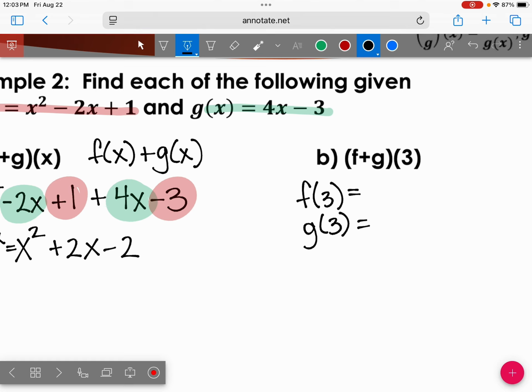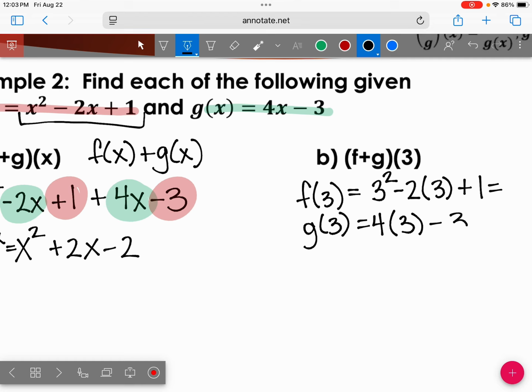So I'm going to take 3 and substitute it here, which would be 3 squared minus 2 times 3 plus 1. Go ahead and see what you get. And then I'm going to do g of 3, where I take 4 times 3 minus 3. See what you get. So take a second and figure out what those two answers are.